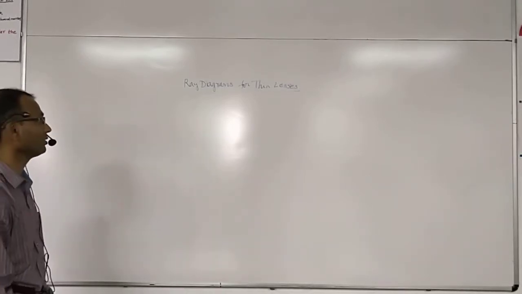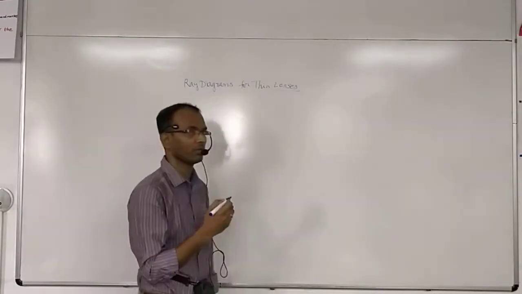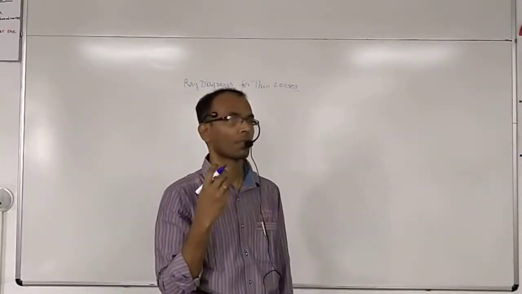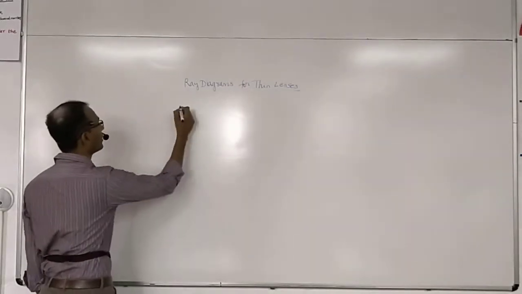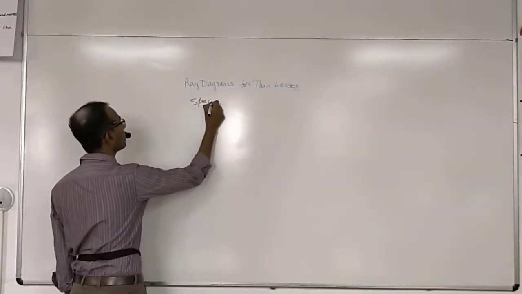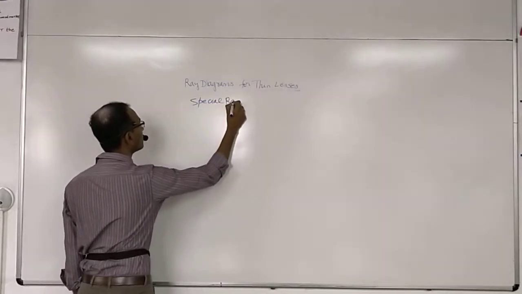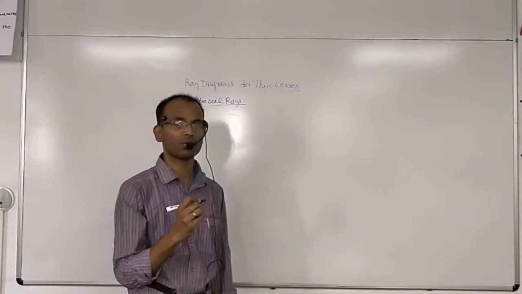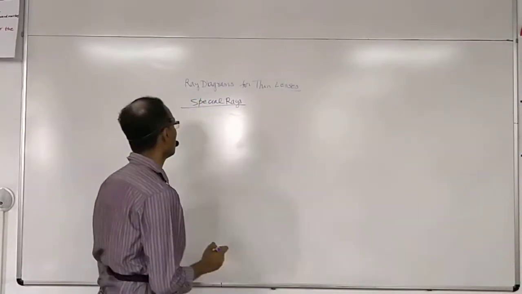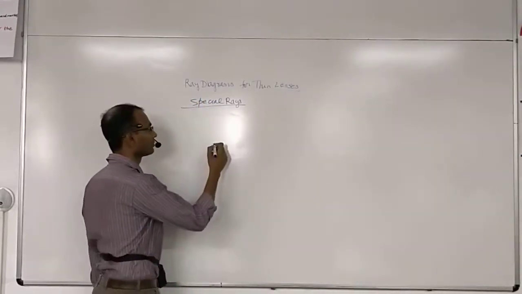So the first step is, you need to know what rays we will use to find out the image. We call these rays special rays, so please put your title as special rays. Why special rays? Because using these special rays we can exactly find out the location of the image. So let me tell you how to draw them.